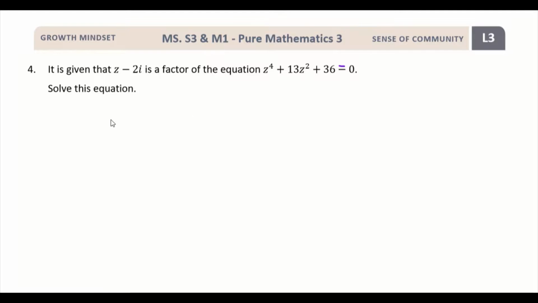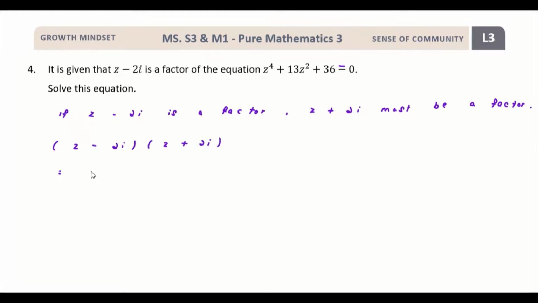The same thing, if this is one of the factors, then you can find the other factor, which is the conjugate pair of this. So if Z minus 2I is a factor, then we also know that Z plus 2I must be a factor also. After you have this, we can create the quadratic equation and use it to divide. So Z minus 2I and Z plus 2I.